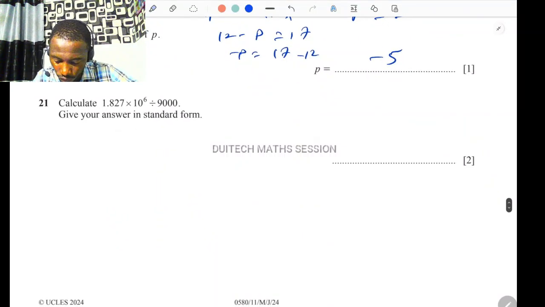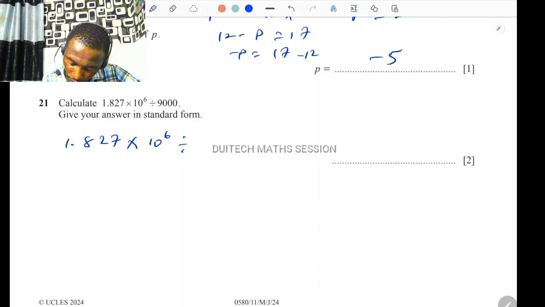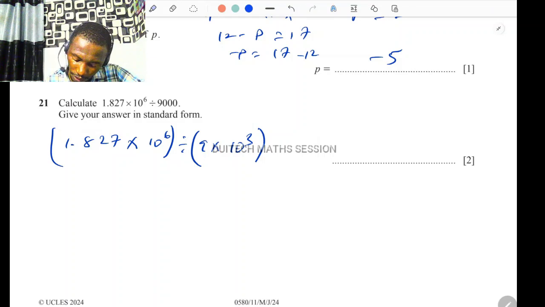Calculate 1.827 times 10 to the power 6 divided by 9,000. So here we have to break it down. We have 1.827 times 10 to the power 6 divided by 9 times 10 to the power 3. That is converting 9,000 to standard form. So we can put this in brackets. Here we have 1.827 divided by 9, times 10 to the power 6 divided by 10 to the power 3.